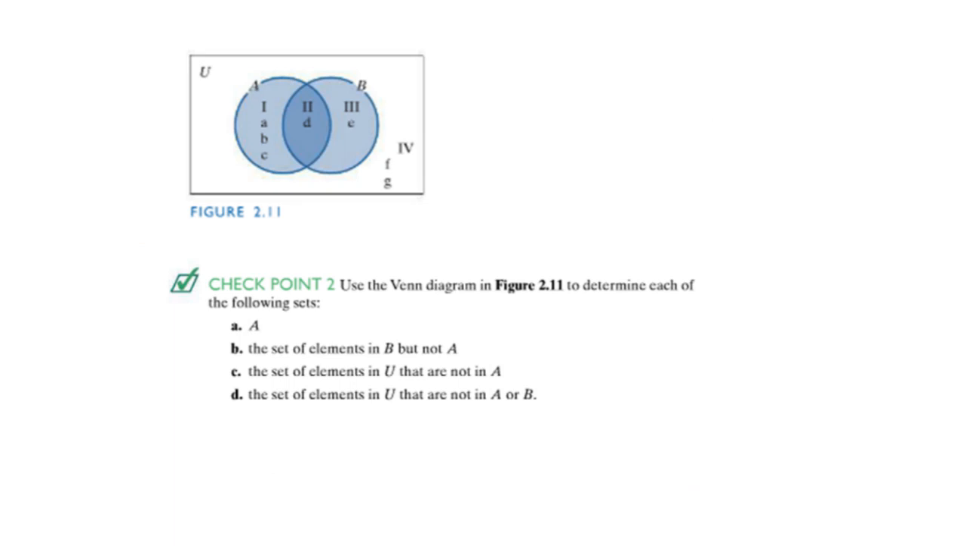So we are going to use this Venn diagram in figure 2.11 to determine the following sets. For set A, we're going to focus on the circle, and we'll say set A is equal to, and that's going to give you region 1 and region 2, which is A, B, C, and D.